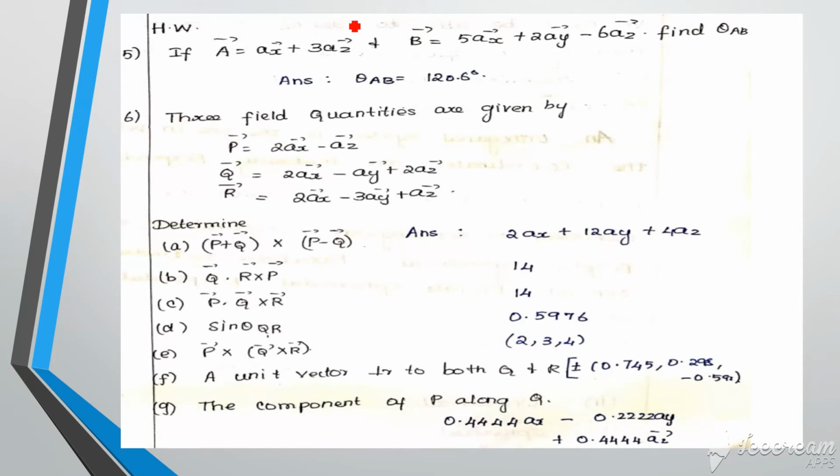So this is the homework problem. Two problems are there. If vector A is equal to ax plus 3az, vector B is equal to 5ax plus 2ay minus 6az, find theta AB. Like the previous problem, you can solve this one. If you have any doubt, discuss in the comment box. So three field quantities P, Q, R are given. We need to determine all these values, and the answer for each case is also given.